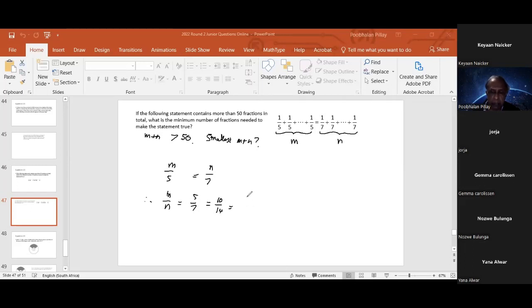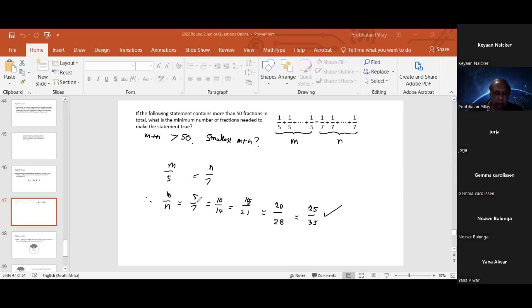And if I multiply by 3, I'm still short, because you got 36. If I multiply by 4, I'm still short, 20 over 28, right? But the next one, if you multiply by 5, you get 25 and 35. And that's the first one where you get m plus n bigger than 50. See?